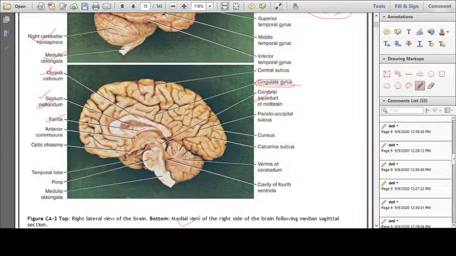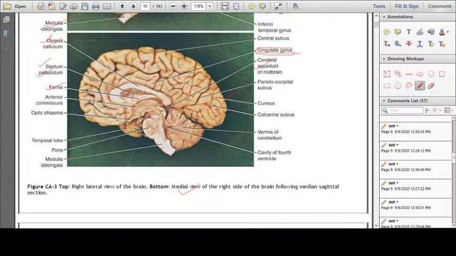This is the parieto-occipital sulcus. This is the cuneus. The calcarine sulcus is present in the occipital lobe, and we can view it. Vermis of the cerebellum. Since this is a mid-sagittal view of the cerebellum as well, we can see the vermis, but we cannot see it connecting the two hemispheres of the cerebellum because this is a mid-sagittal section. And we could also see the cavity of the fourth ventricle. It is right here, this hollow black structure.